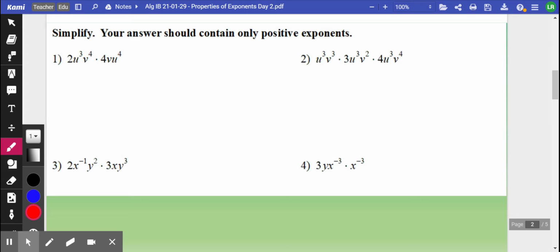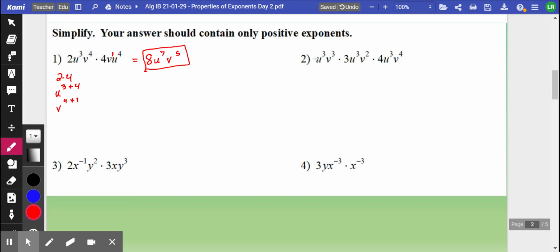Okay, number 1 here. Multiplication. Now the 2 numbers we have here, 2 times 4. Well, 2 times 4 is 8. Remember, multiplication is multiplication. The u's, we have u to the third, and we have u to the fourth. So it means we are adding those exponents. So 3 plus 4 is 7. For the v's in multiplication, we have v to the fourth, and we have v to the first. So it'd be 4 plus 1, and that is 5. No zero or negative exponents, so I'm done.